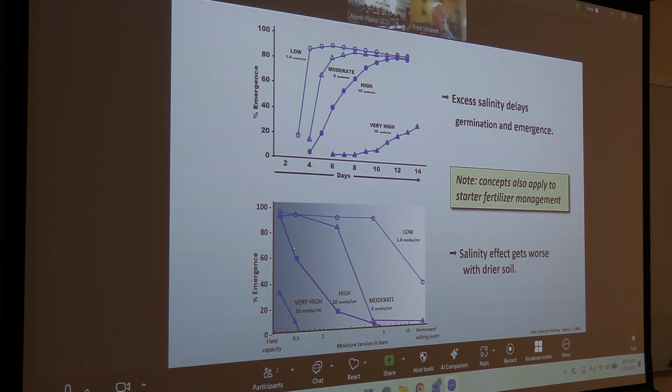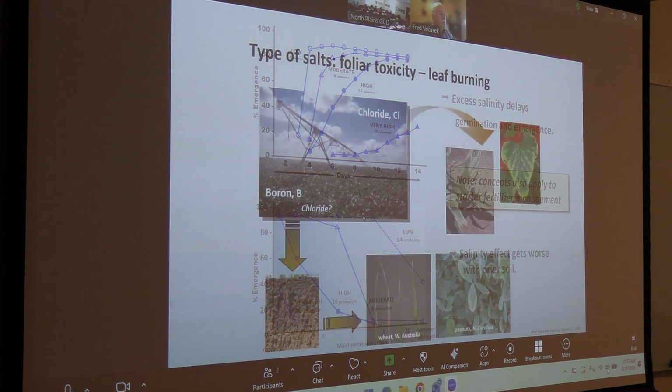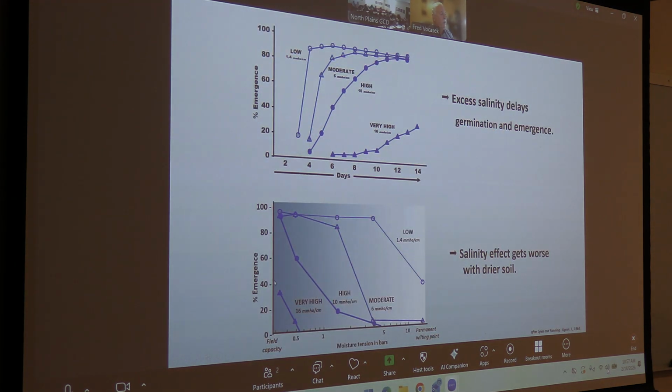The soil condition, the soil moisture content, has a big impact, and that's what this second diagram is showing. We're going from field capacity, remember, we've got a full program all the way to permanent wilting point. So as we have low salinity, eventually we reach a point where emergence drops off. As the salinity increases, we start to see that emergence drop off more and more rapidly, and eventually reach a point where we have very little emergence.